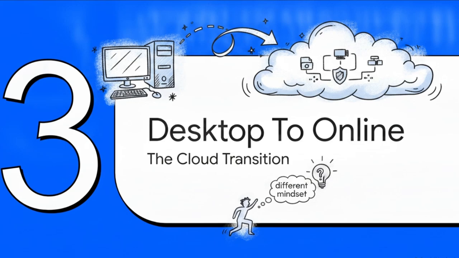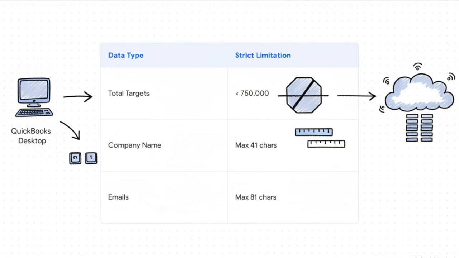Making this specifically requires a bit of a mindset shift. So, the crucial point here is managing your expectations before you hit export. Desktop and online have totally different database architectures, which means you're dealing with strict limits.